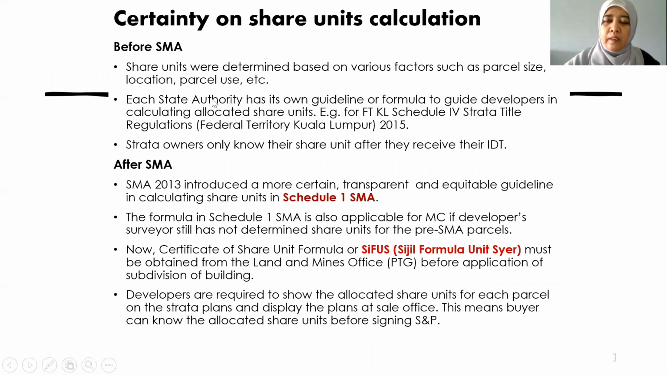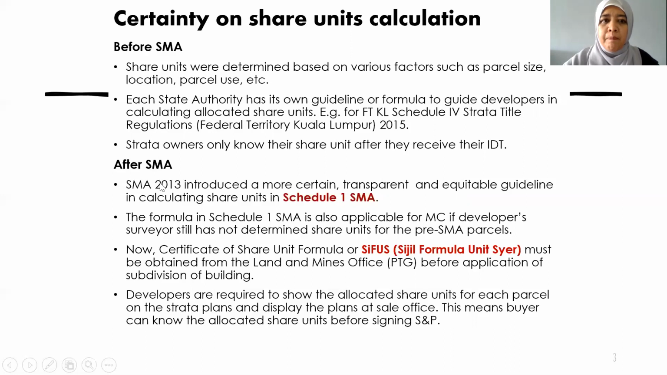So the Federal Territory has one, Selangor has one. So it creates uncertainty among buyers and among developers. Strata owners only know their share units after they receive their IDT. So the share units will only be known after the title has been received, and strata titles may take years to be issued. So that's why there's a lot of uncertainty there.